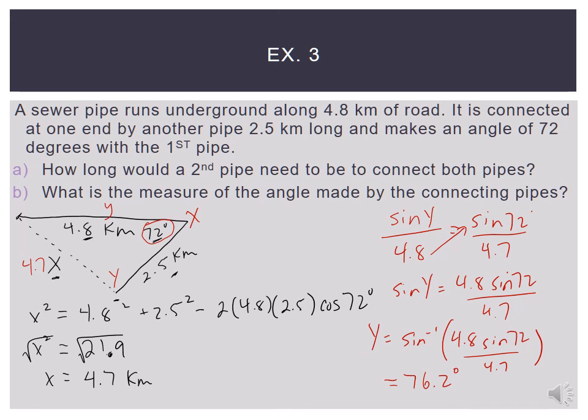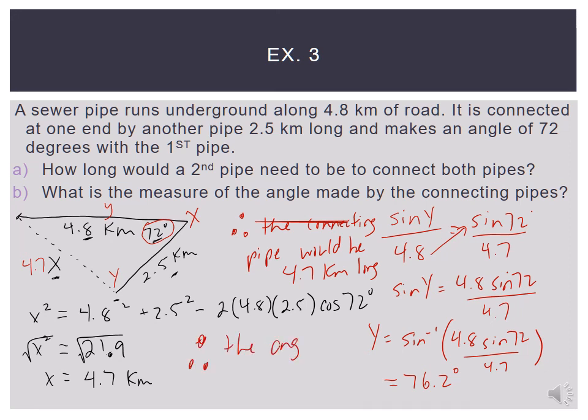So we'll put some therefore statements in. So therefore, the connecting pipe would be, we got 4.7 kilometers long. And for part B, therefore, the angle of the connecting pipes is 76.2 degrees.